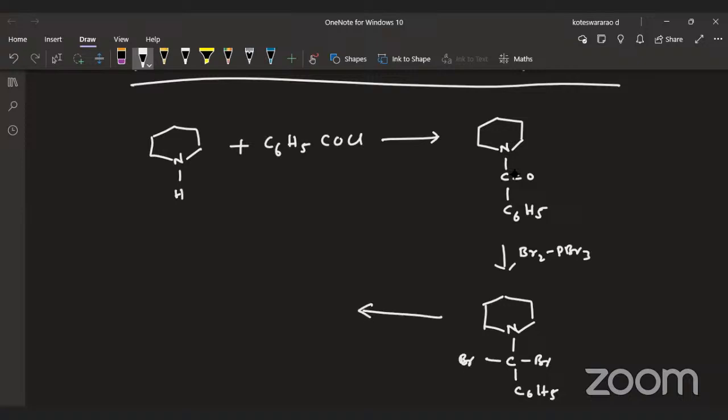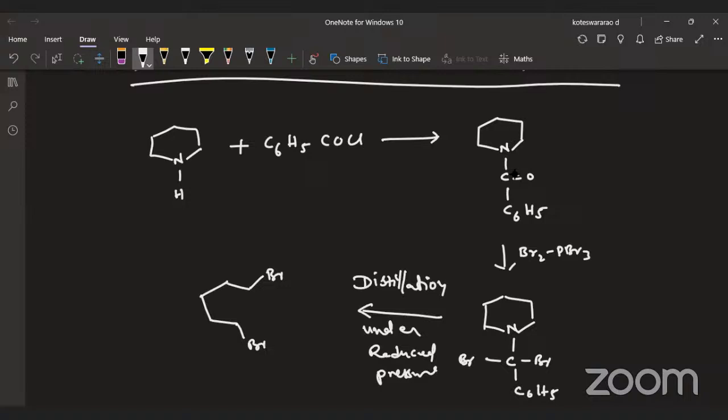Then distillation under reduced pressure is conducted, that is vacuum distillation. Then the dibromo compound will be generated. That is 1, 2, 3, 4, 5. A 1,5-dibromopentane derivative will be generated along with the cyano compound. The formation of this 1,5-dibromo product indicates a six-membered ring is present. The nitrogen will be eliminated in the form of a nitrile group, the cyanobenzene derivative, and the nitrogen came from the cyclic system.